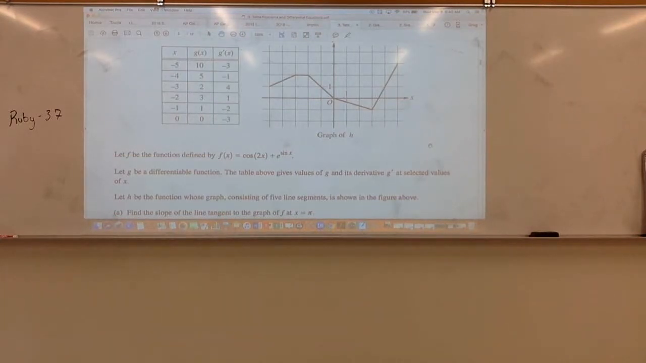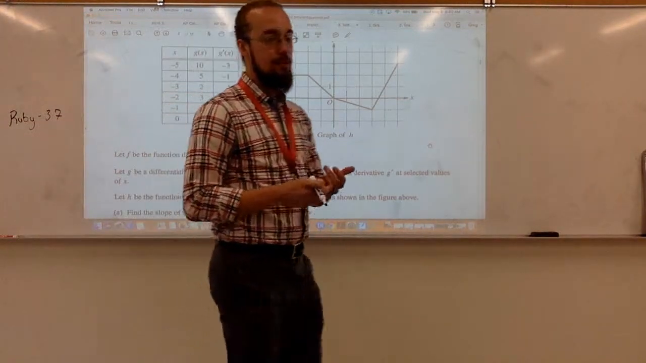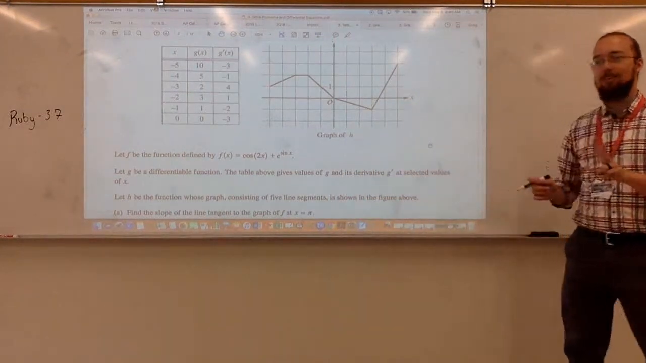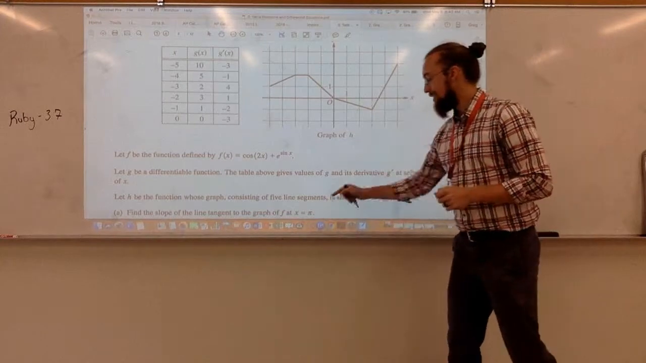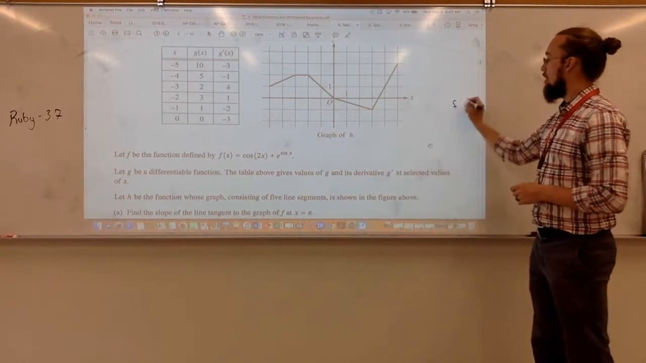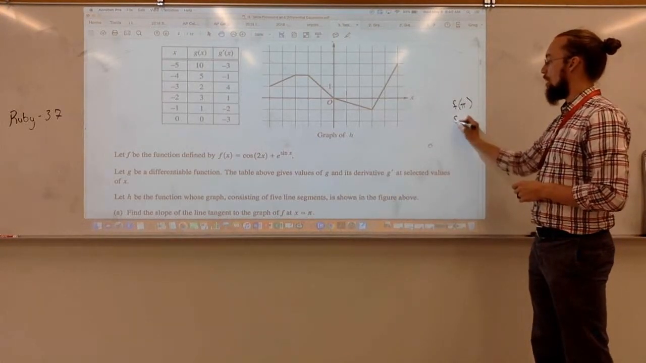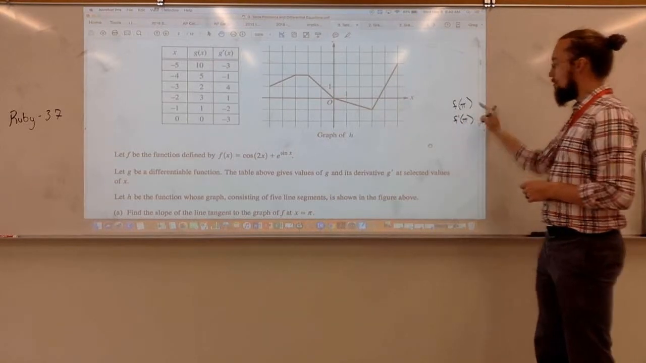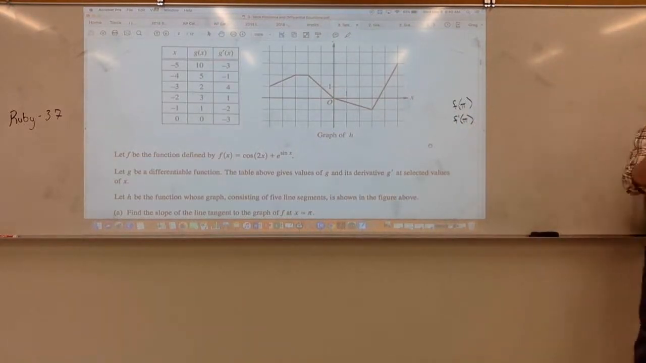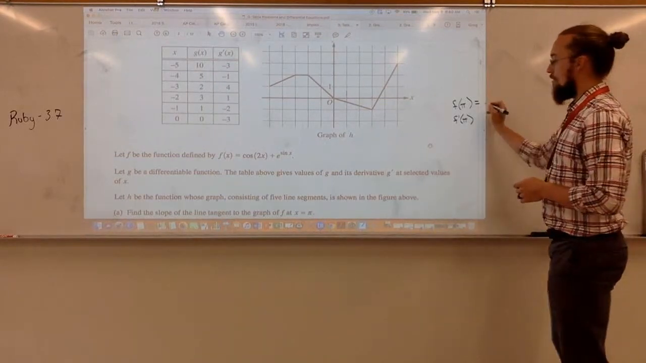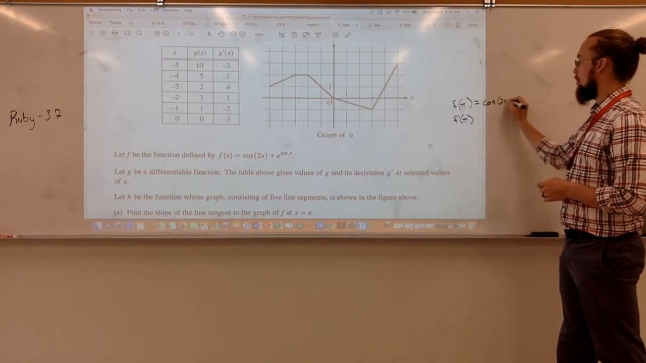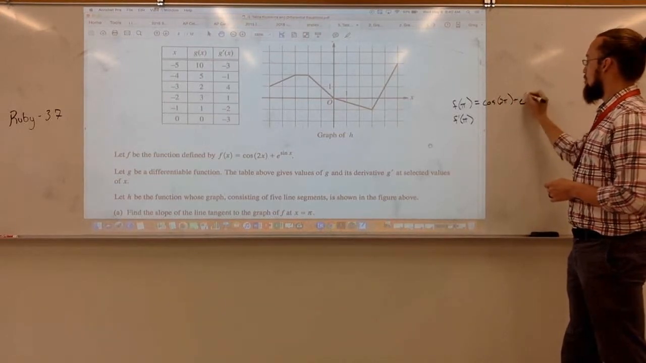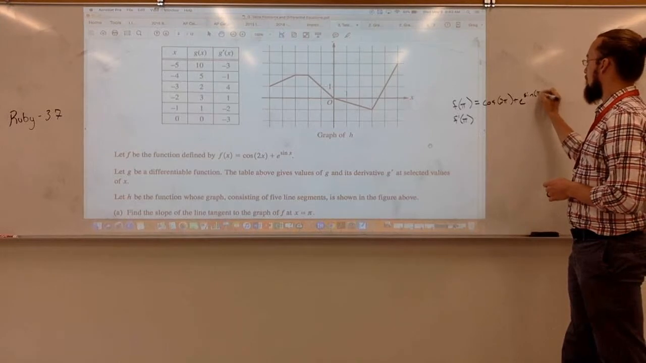Hopefully we remember how to find a tangent line. We need 2 things, right? We need the point and the slope. So I need f of pi, and I need f prime of pi. f of pi will get me the point, f prime of pi will get me the slope. So f of pi is just cosine of 2 pi plus e to the sine of pi.